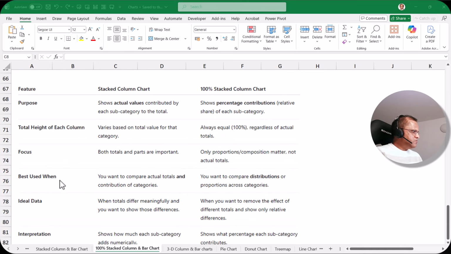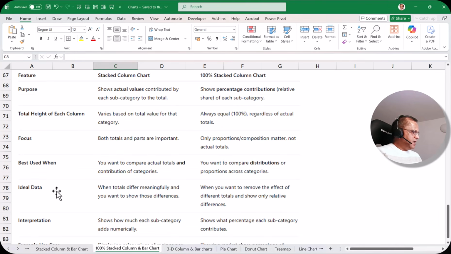Then it is written here, best used when. Again, I'm repeating the point that when you want to compare the actual totals and contribution of each category, then we go for the stacked column chart. When you want to compare the distributions or proportions across categories, then we go for the 100% stacked column chart.